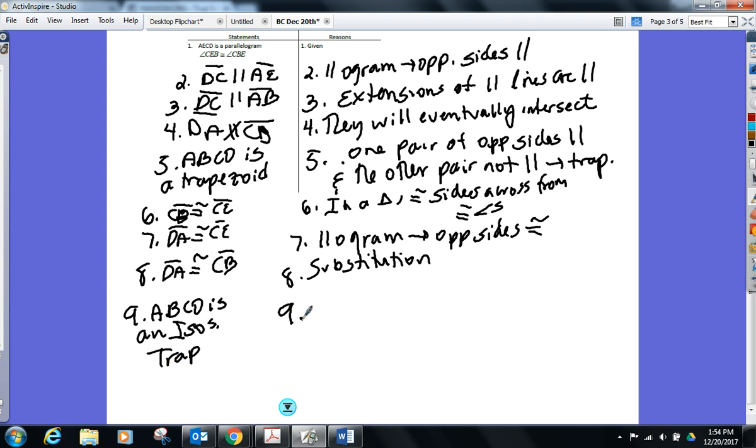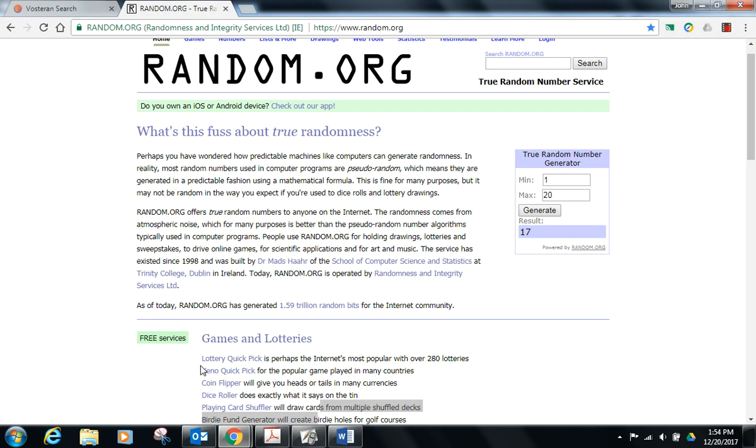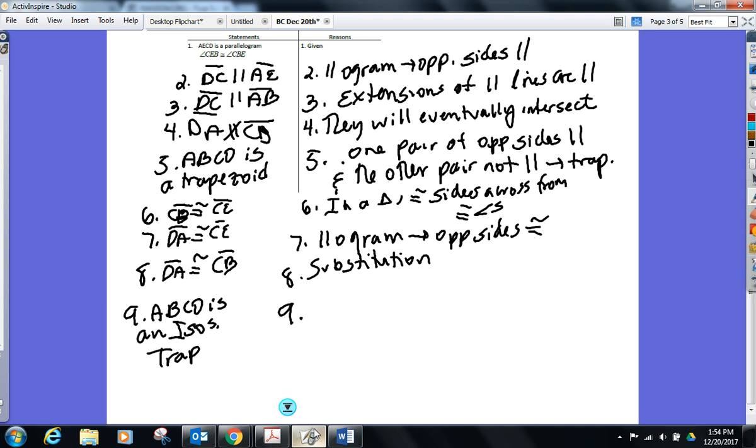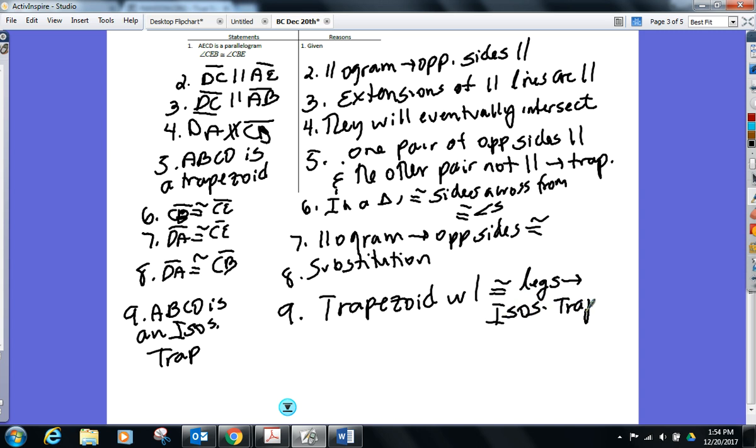All right, need somebody to be big here. Why is it an isosceles trapezoid? Be as detailed as possible. Because it's a trapezoid. Good start. Telling me it's a trapezoid with what? With congruent legs. Perfect. Congruent legs implies isosceles trapezoid. You guys are good.